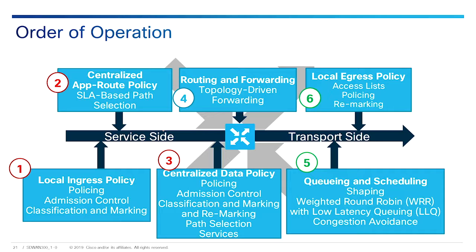We can perform DSCP marking and forwarding class mapping through access lists and centralized data policies, in which case the centralized data policy overrides the classification and marking done by the access lists. You can perform path selection by app-aware routing policy and centralized data policy. If a flow or packet is matched by both the app route policy and the centralized data policy, then they both try to select the path on the transport based on policy definition. Then the data policy overrides the path selection by the app route policy. Notice the service side and transport side concepts here.